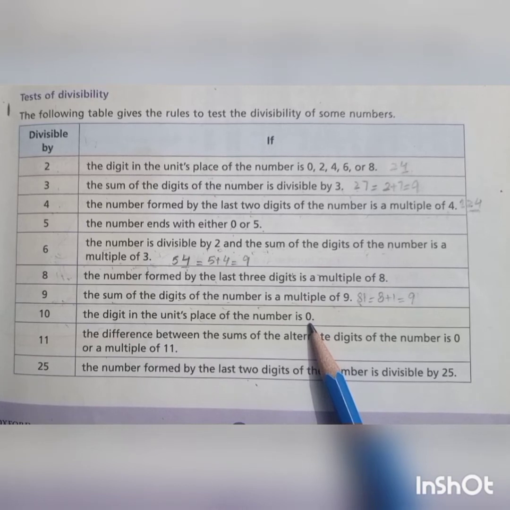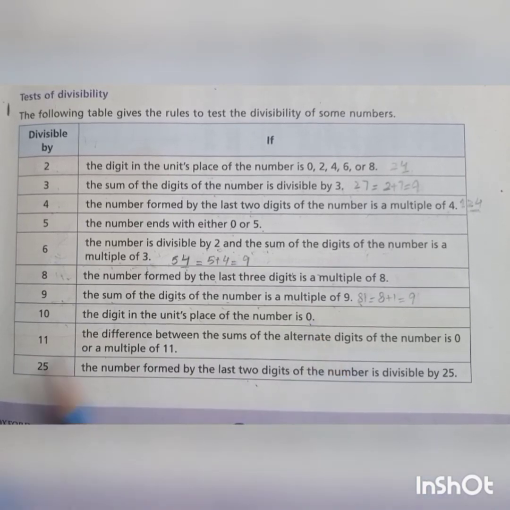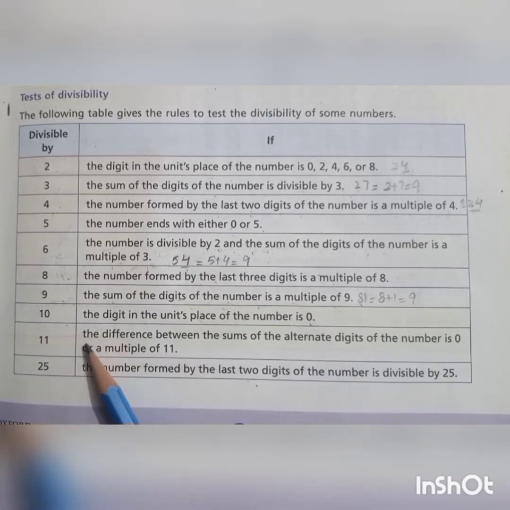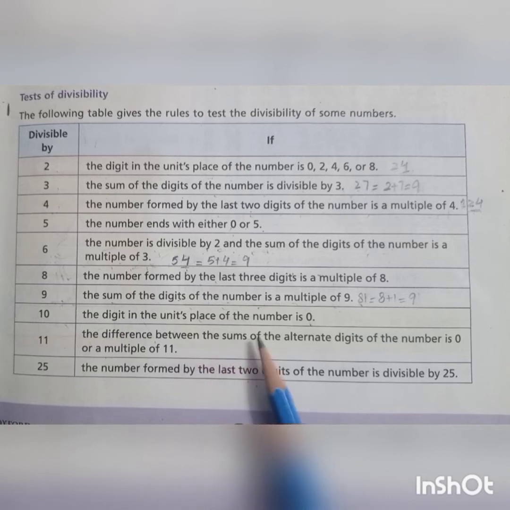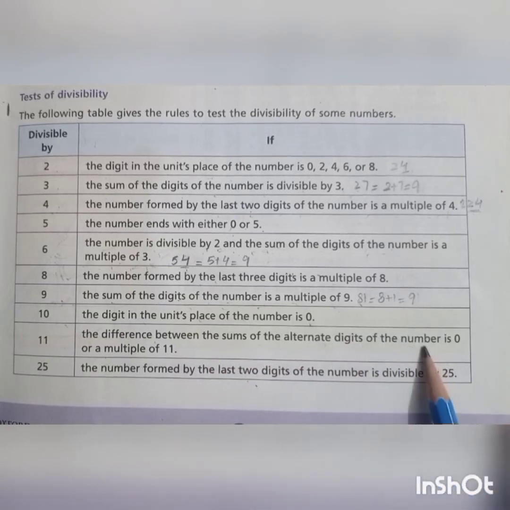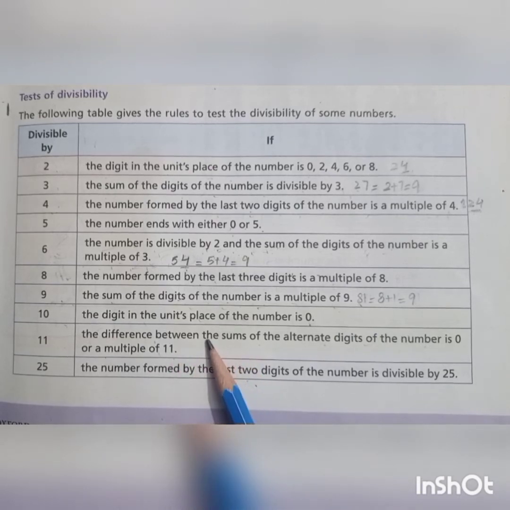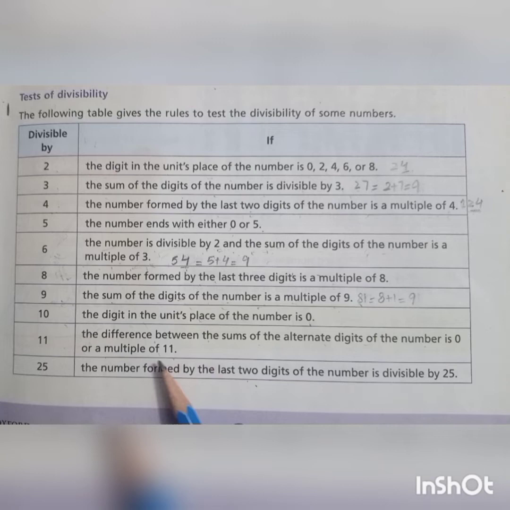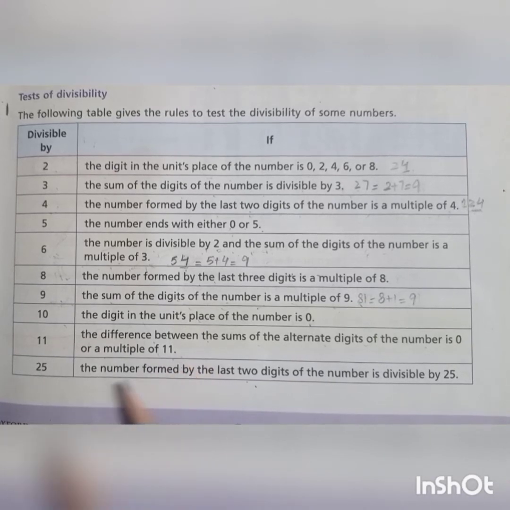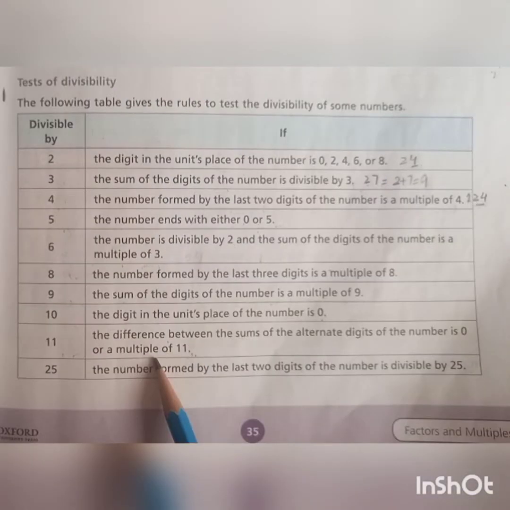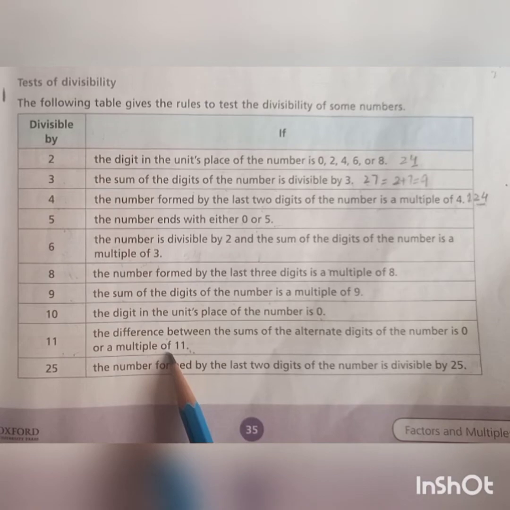If 0 is present in the unit place, then that number would be divisible by 10. Next one is 11. A number is divisible by 11 if and only if the difference between the sums of the alternate digits of the number is 0 or a multiple of 11. Either the difference of the sums of the alternate digits is 0 or a multiple of 11, then that number would be divisible by 11. Now let's see an example to understand this concept.